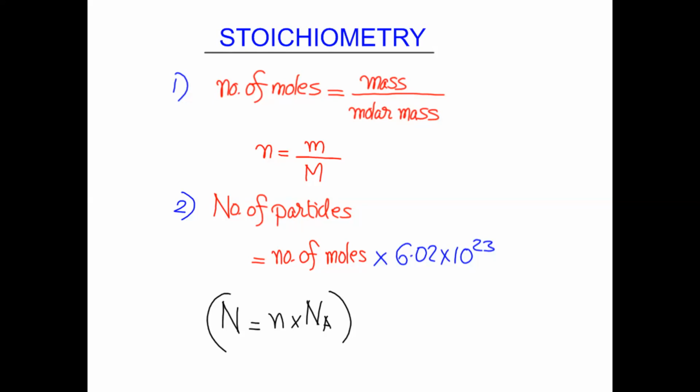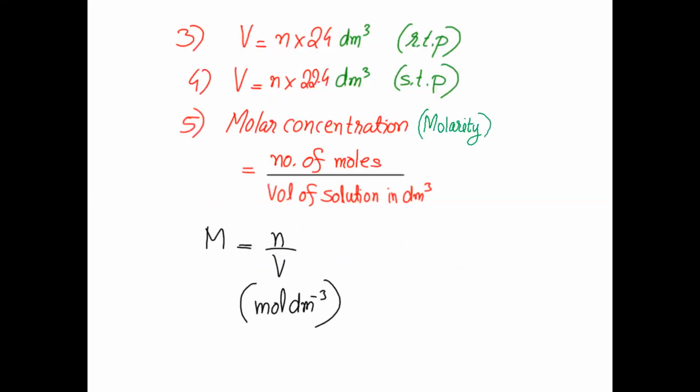Now, number of moles is equal to mass upon molar mass. Number of particles is equal to number of moles into Avogadro number. Volume is equal to n times 24 for RTP, or 22.4 for STP. Molar concentration M is equal to n, number of moles, upon volume. You have to copy this screen.